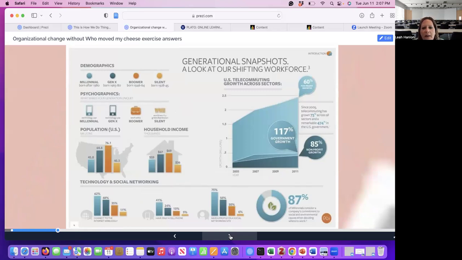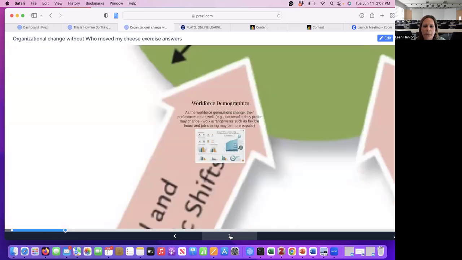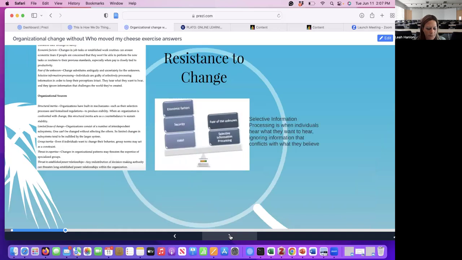Since 2005, telecommuting has grown 73% across all sectors and a remarkable 474% in the US government. After COVID hit, a lot of companies switched to using remote and continued to do so even after things started to improve. The text also discusses economic shocks like the housing market crash in 2007.